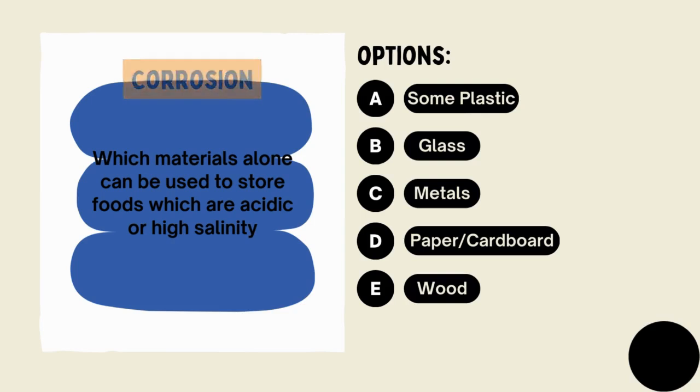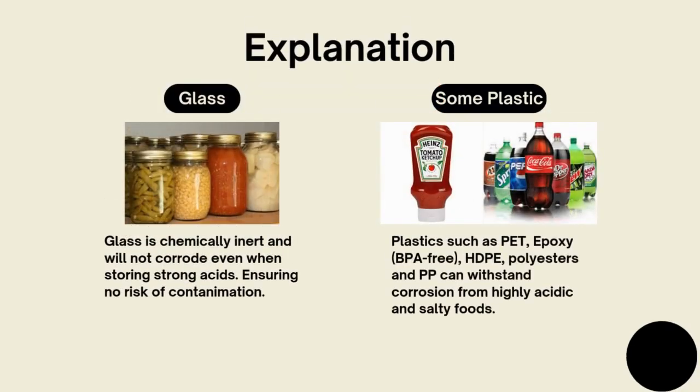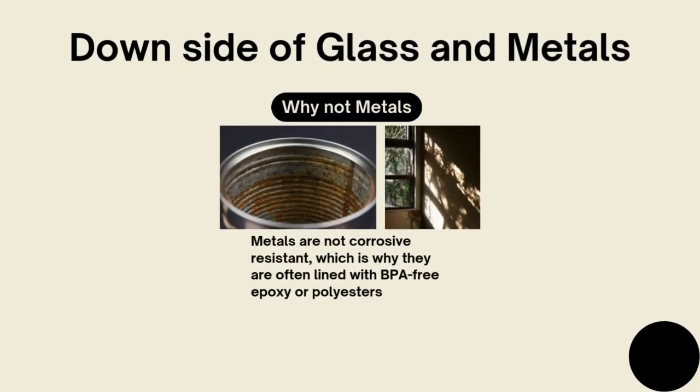Now, let's talk about corrosion. Only glass and some plastics are able to withstand foods with high acidity as well as foods with high salinity. The reason being, glass is chemically inert, and some plastics, like PET, share similar chemical characteristics. Despite only glass and plastics being corrosion resistant, it is common to see aluminum and stainless steel cans containing acidic and salty foods like tomatoes and sardines. Why is that? Well, metals are often lined with polyesters or BPA-free epoxy as a barrier against corrosion. The metal provides a barrier against light, oxygen, and moisture, properties which plastics do not have. This can also help improve shelf life and recyclability.